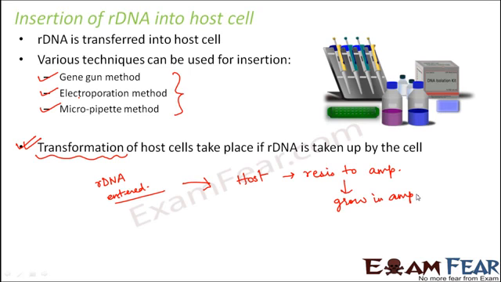If you grow the host cells in an agar plate with ampicillin, then the transformants will be able to grow. Transformants are the ones in which the rDNA has entered. The ones which could not grow, that is, they are not resistant to ampicillin, mean that the rDNA is not taken up by those cells, and they are the non-transformants. This is how you can determine how many of them actually got transformed and how many could not be transformed. So this is how the insertion of rDNA into the host cell takes place.